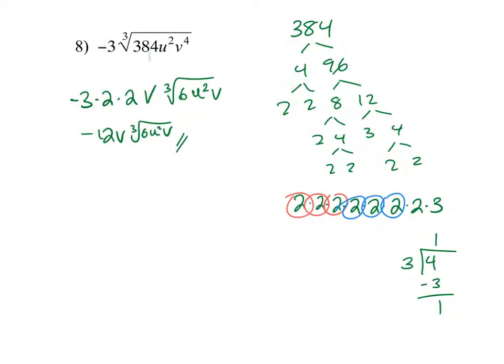And in this case, because my index is odd, that's why we don't use the absolute value. Again, because the index of my radical is odd, we don't need the absolute value outside.